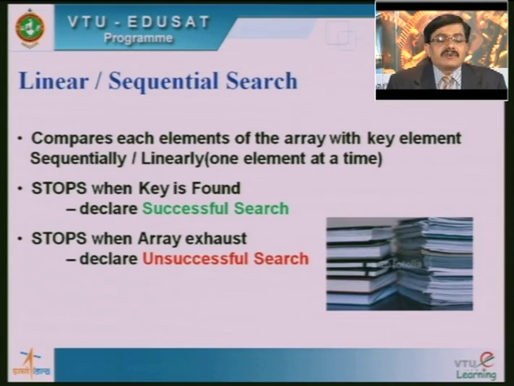When the key is found we declare it a successful search, and whenever the array gets exhausted, say for example your blue book is missing in a bunch of some 100 blue books, and you are looking for a particular blue book bearing a USN number like 85, and that blue book is not present in the list, then we can conclude that your blue book may be missing. In other words, it is an unsuccessful search. The key element is not present in the list. So these are the two outcomes of the searching algorithms: the search can be successful or unsuccessful.